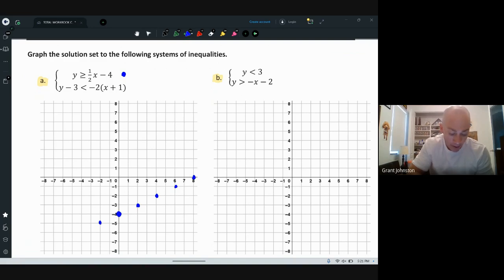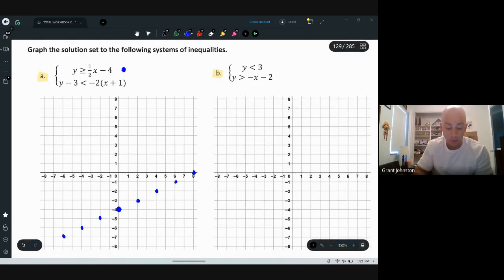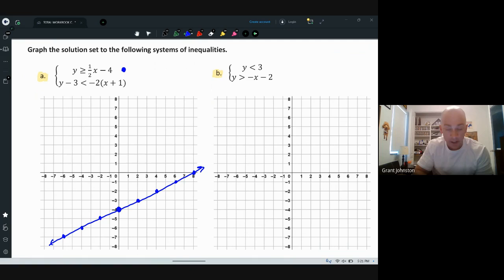Now it says greater than or equal to that line, so it's going to be a solid line. And I'm going to shade above it because it says greater than or equal to. But I'm going to hold off on the shading for now because I actually need to graph both lines first before I can determine where exactly it needs to be shaded. So now let me graph the second line.